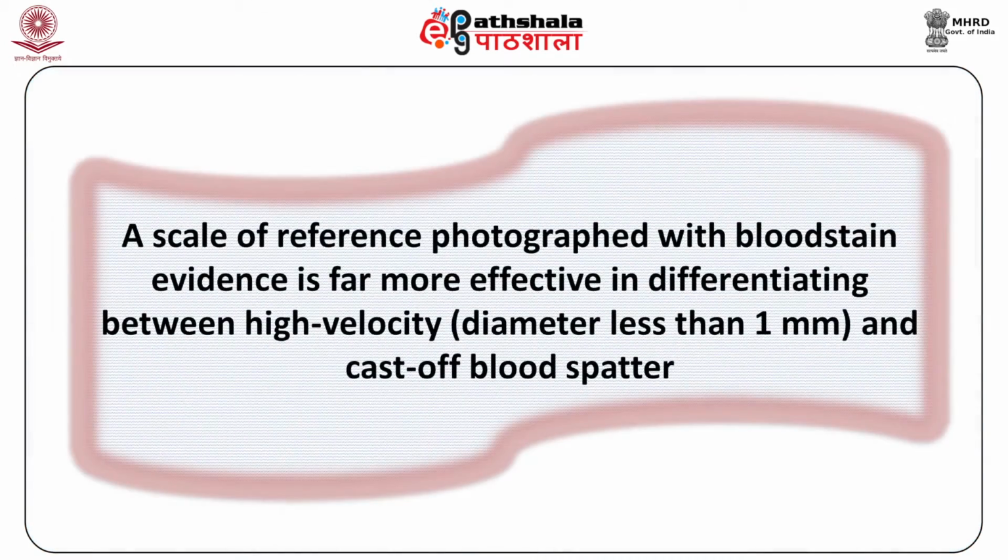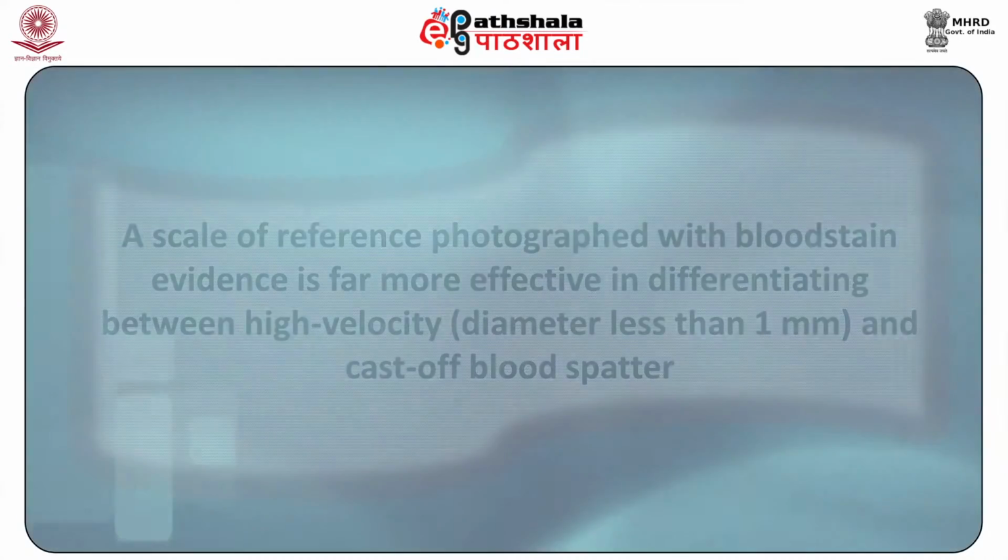A scale of reference photographed with bloodstain evidence is far more effective in differentiating between high velocity, diameter less than 1 millimeter, and cast-off blood spatter.